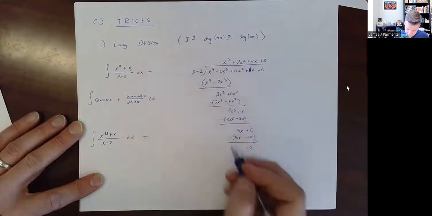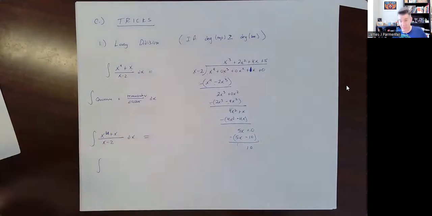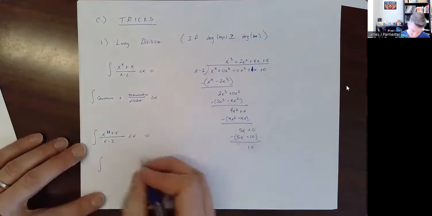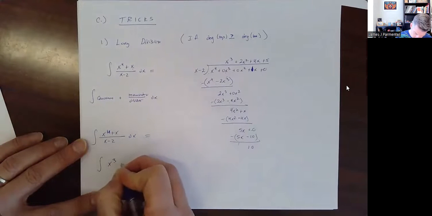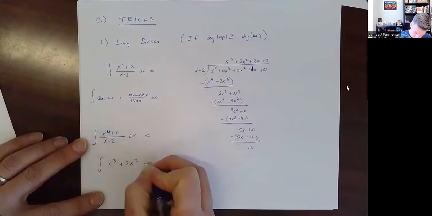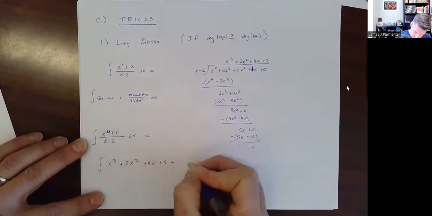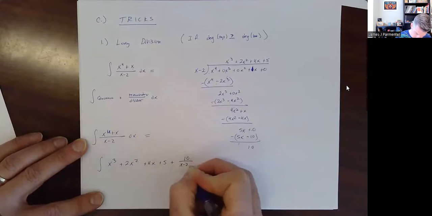Sorry, the integral. I still have to do the integration. We're just rewriting the integrand: x cubed plus 2x squared plus 4x plus 5 plus 10 over x minus 2.